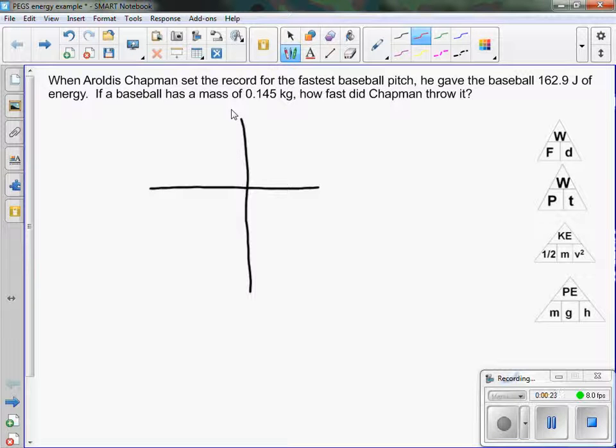The first step is always to identify your unknown. You look for words like how, which in this case it says, how fast? So when it says how fast, that means I'm looking for speed. And remember, you want to use the same letters that show up in the formulas. We use a V to represent speed in the formulas, so I put V equals question mark. The next step is to identify my givens.